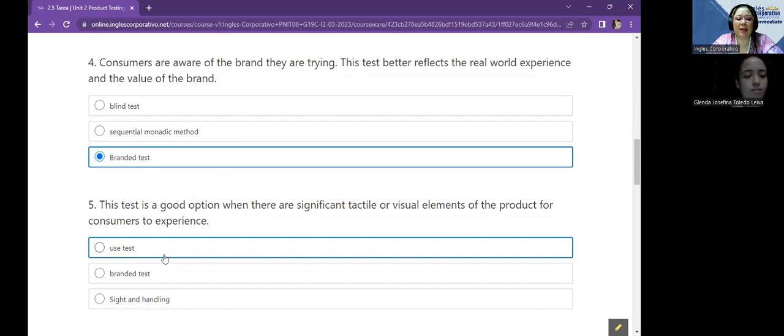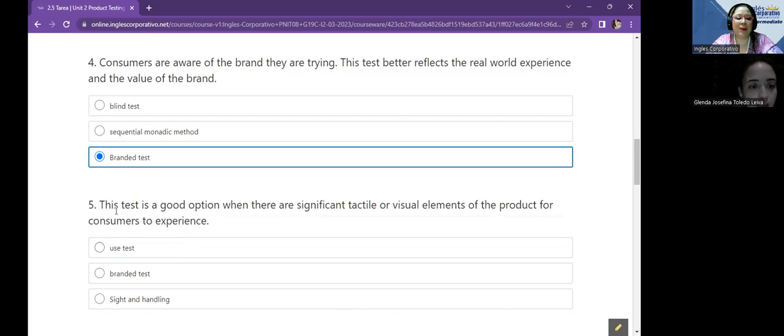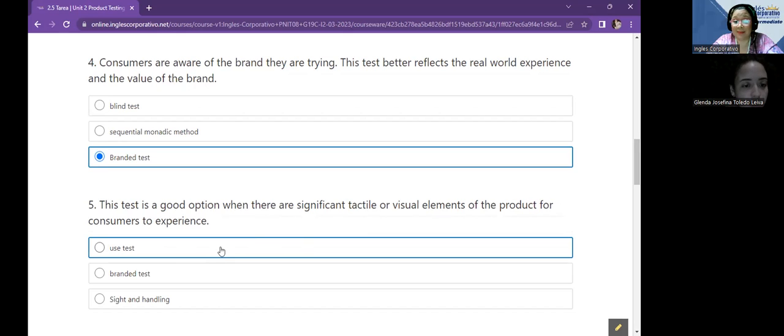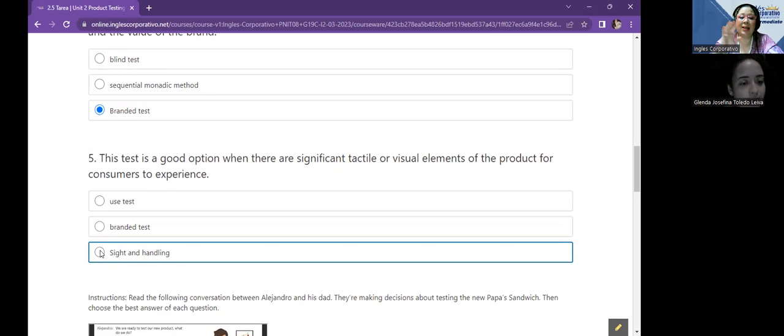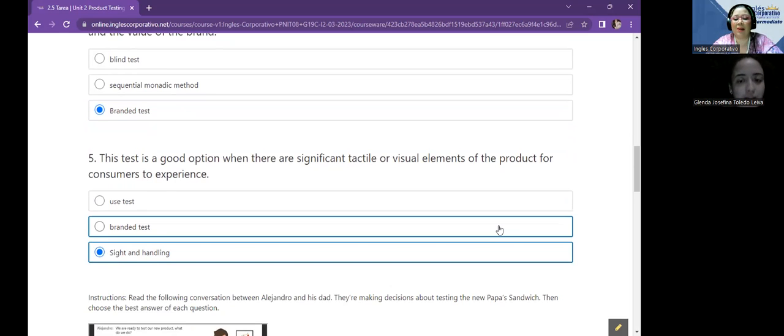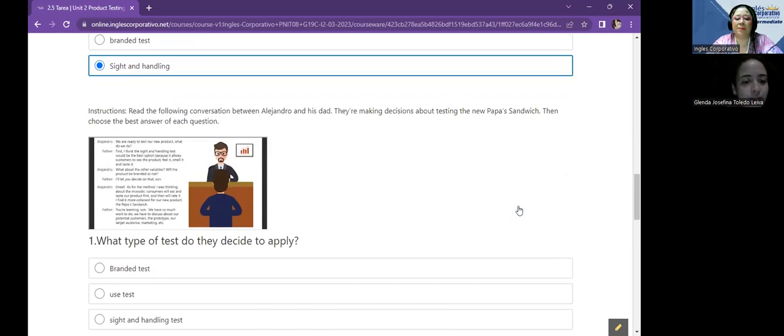A ver, en la siguiente. This test is a good option when there are significant tactile or visual elements of the product for consumers to experience. Yes, porque lo mira y lo maneja, lo toca, lo prueba. Ahí está.